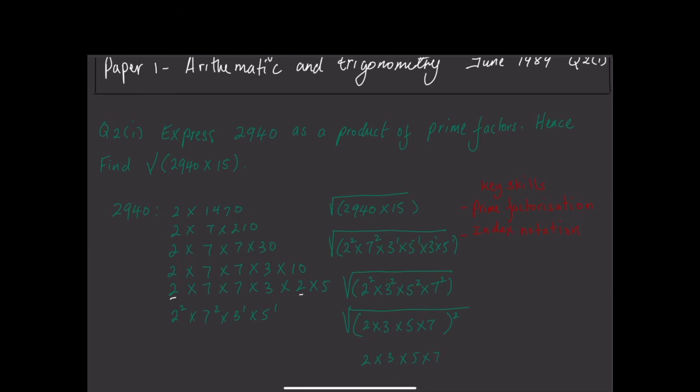And we can calculate that. We know that 7 times 3 times 2 times 5, so that's 21 times 10. So your answer is going to be 210.